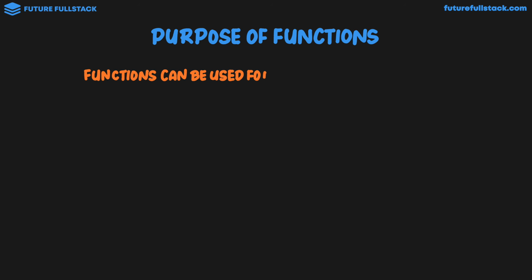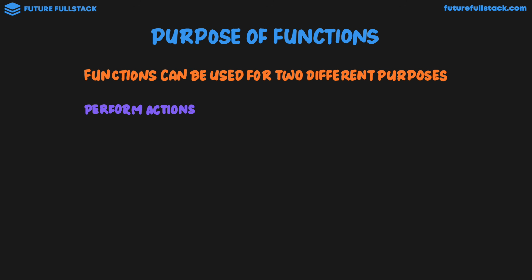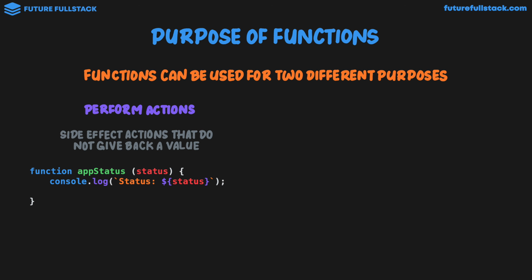Functions can be used for two different purposes. The first purpose is to perform actions. These are side effect actions that do not give back a value. So for example, we have the function app_status, which is just printing the app status to the console. I want to highlight that for this kind of function, no actual value is outputted.